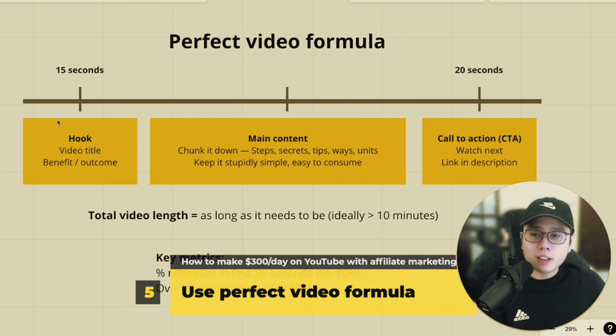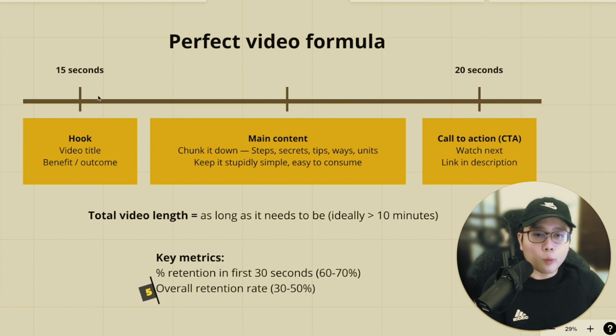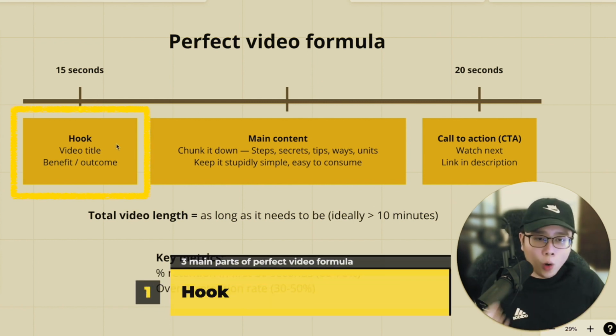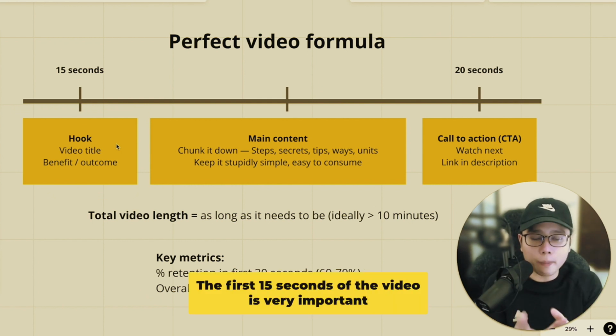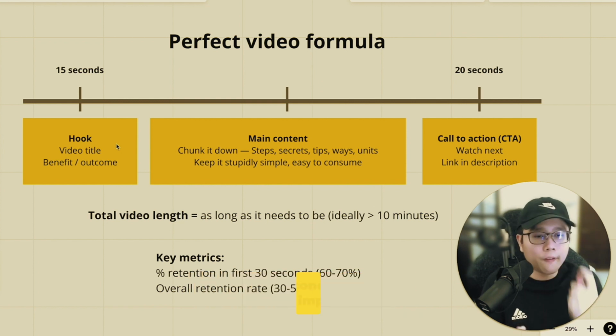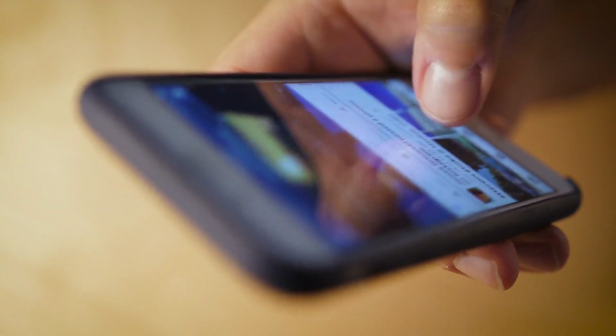As you can see, this is the entire length of your videos, and we're gonna just chunk them down into 3 different main parts. Number 1 is the hook. Basically, it's where you're gonna get the attention of viewers in the first 15 seconds of them clicking on your videos. Where they click on your thumbnail, they come on here, the first 15 seconds is very, very important, because right now, people have a very low retention and a very low attention span, right? People are just scrolling, they're gonna drop off, bounce off, click on another video.